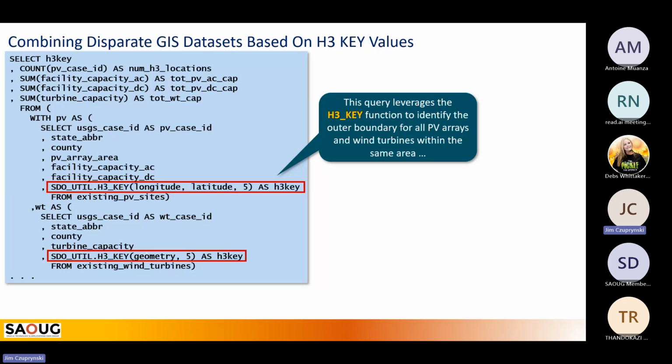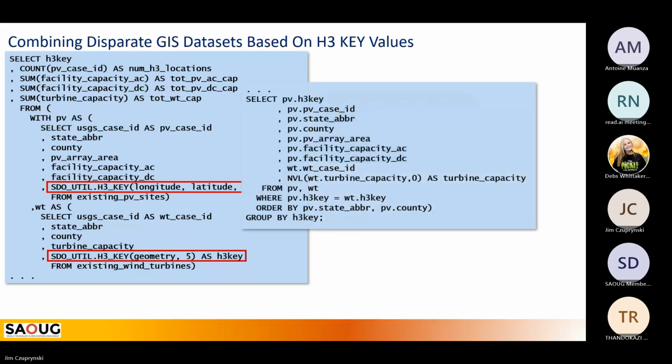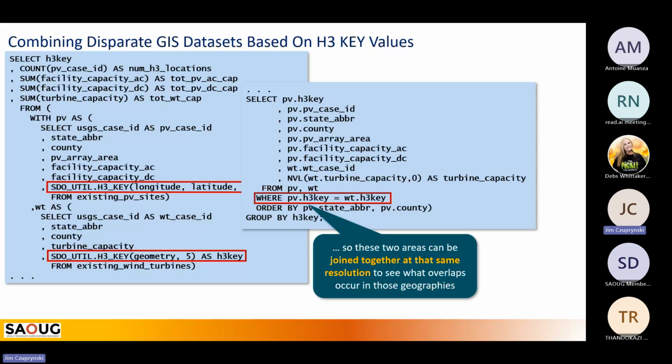I can say, hey, if these 2 H3 keys are identical, then link them together based on that H3 key, because no matter what, points will lay within the same H3 polygon, either hexagon or pentagon, depending. I can join data sets together based on that.